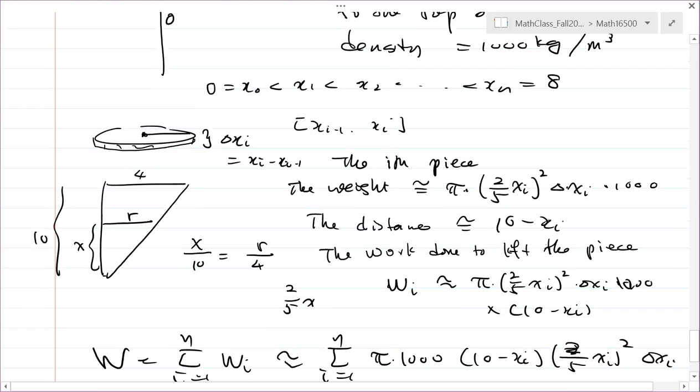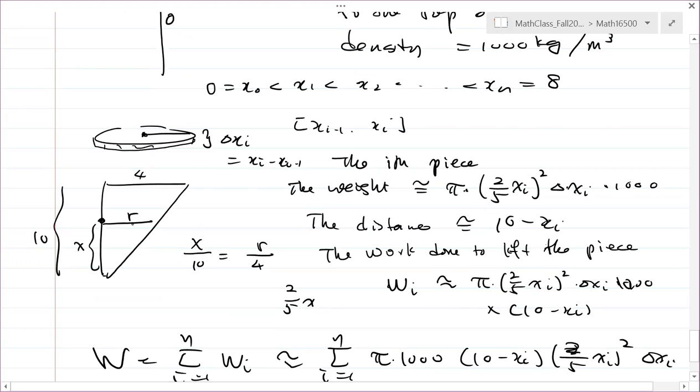So I think the difficult part is to figure out the relationship between x and r. This is similarity of triangles. Once you find the r, then you can use that to find the area of the disk.